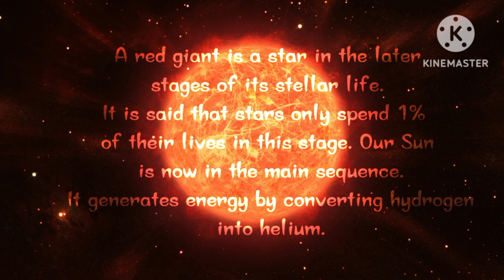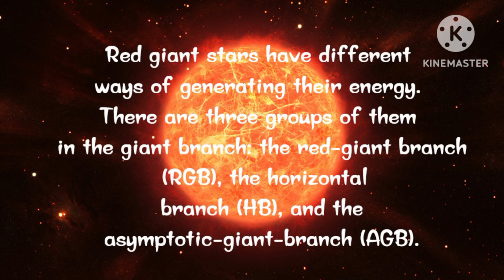A red giant is a star in the later stages of its stellar life. It is said that stars only spend 10% of their lives in this stage. Our Sun is now in the main sequence. It generates energy by converting hydrogen into helium. Red giant stars have different ways of generating their energy. There are three groups of them in the giant branch: the red giant branch or RGB, the horizontal branch or HB, and the asymptotic giant branch or AGB.